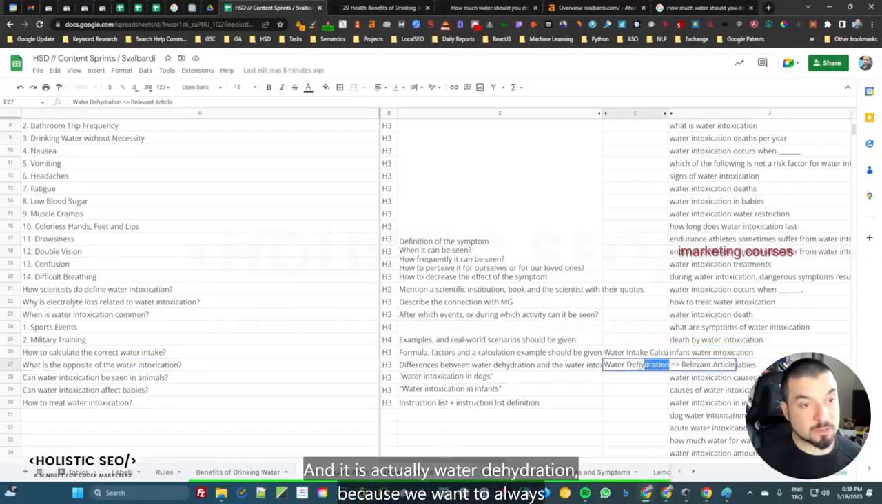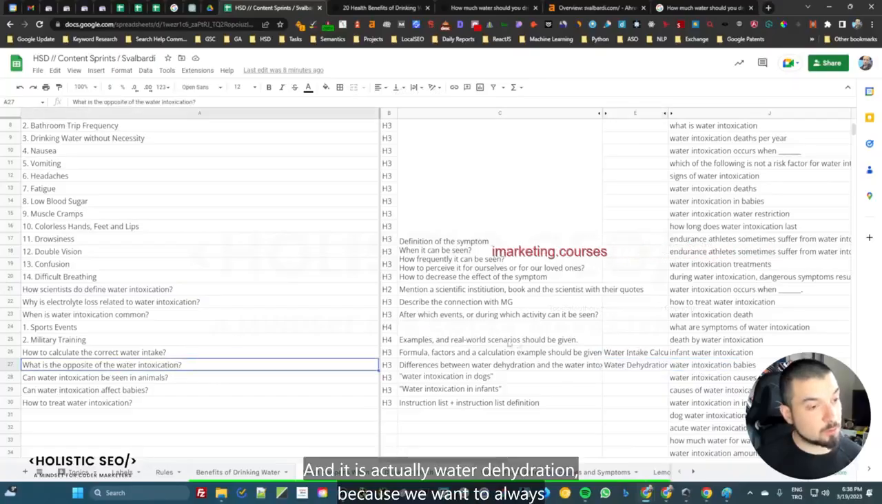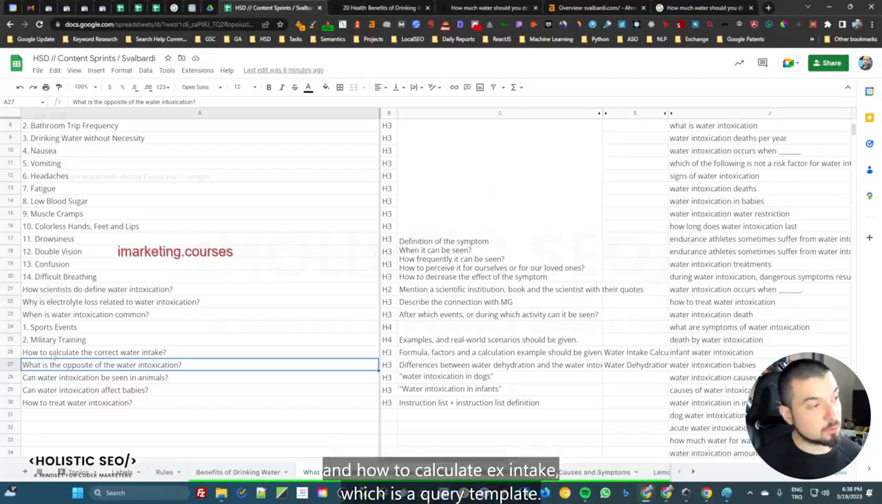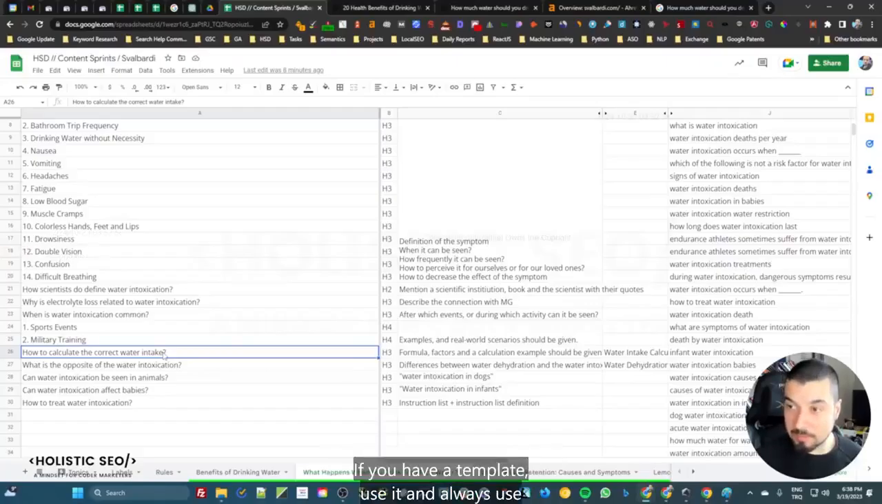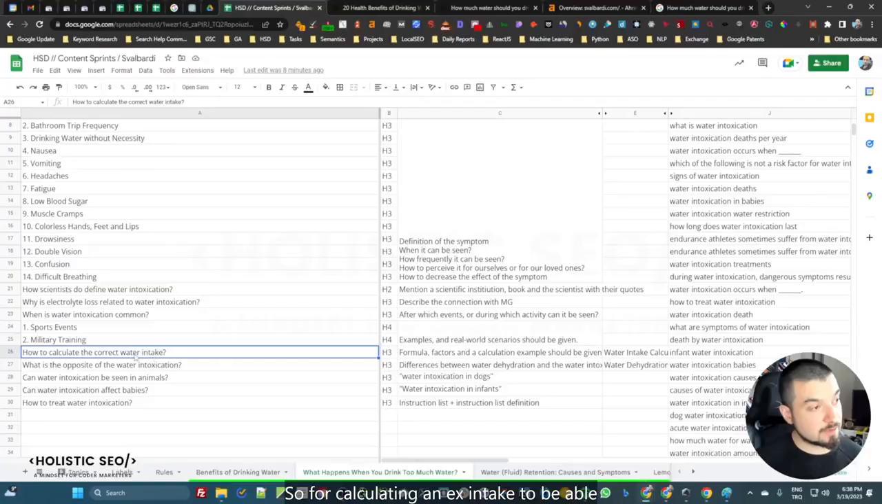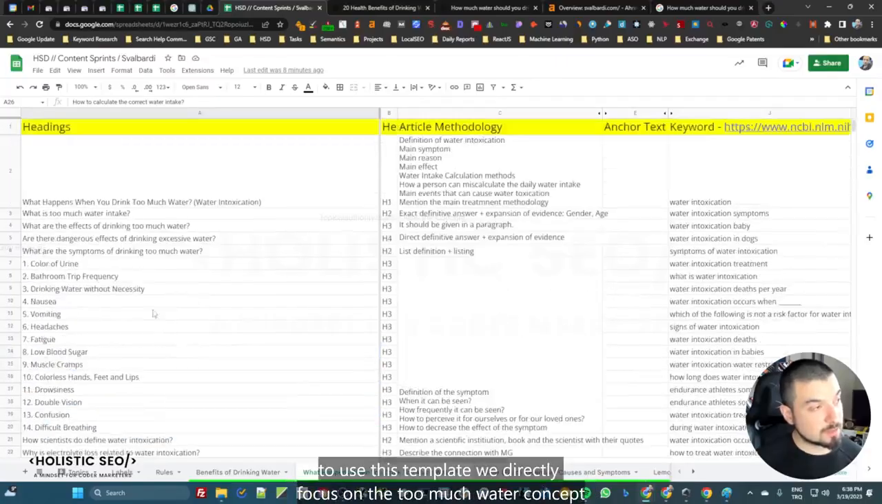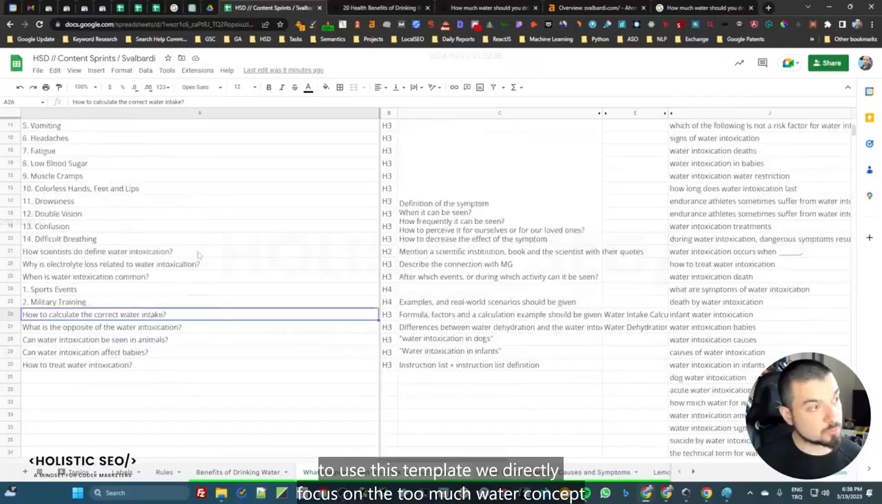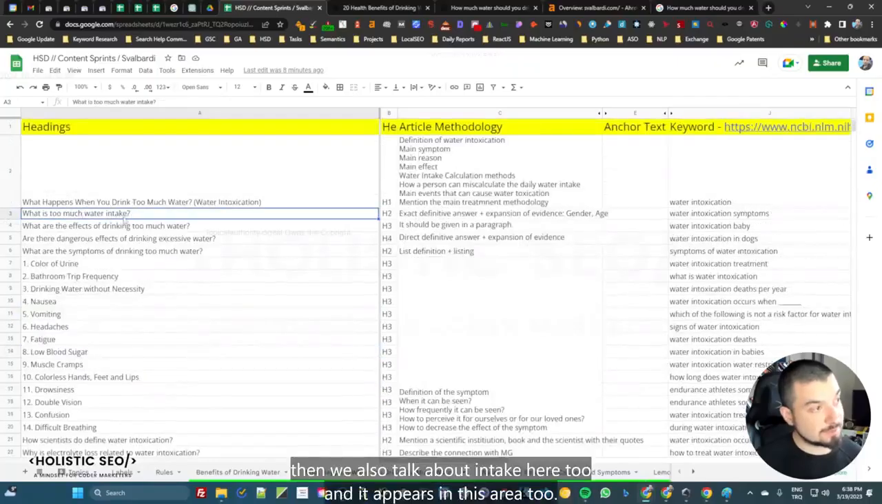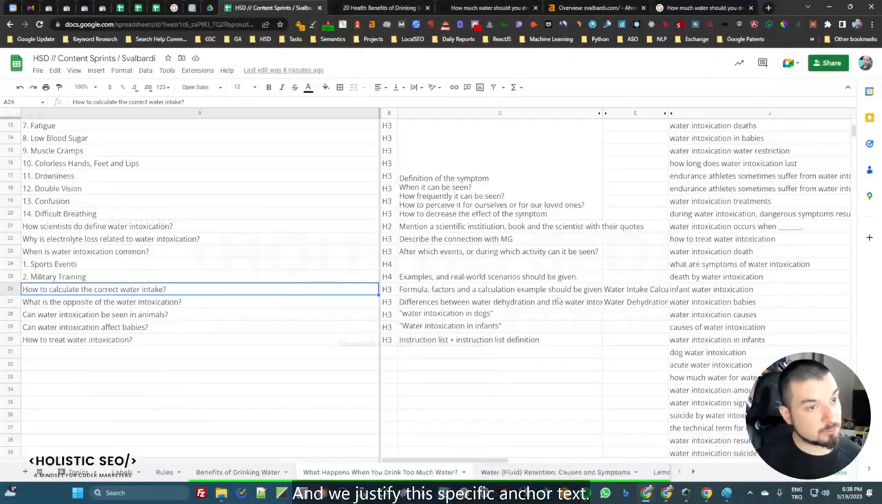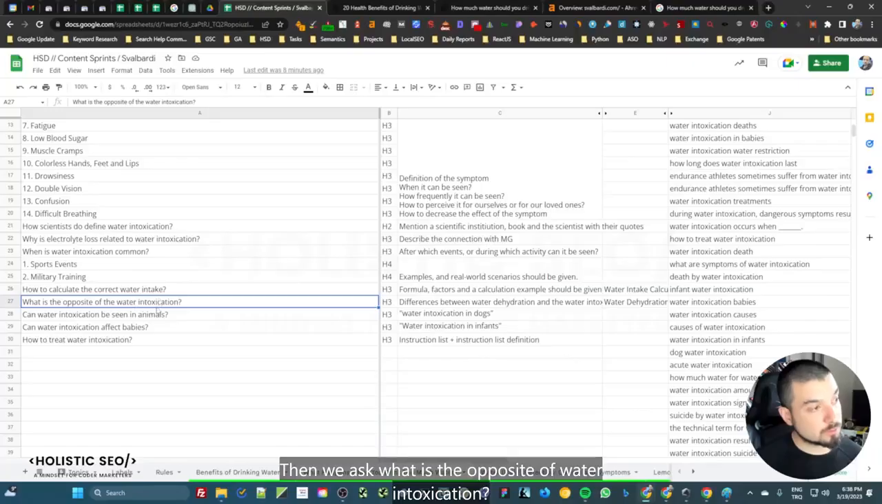And then we ask, what is the opposite of water intoxication? And it is actually water dehydration, because we want to always focus on antonyms or opposites in the supplementary content, and how to calculate X intake, which is a query template. If you have a template, use it, and always use the most relevant context for that. So for calculating an X intake, to be able to use this template, we directly focus on the too much water concept. Then we also talk about intake here too, and it appears in this area too, and we justify this specific anchor text.